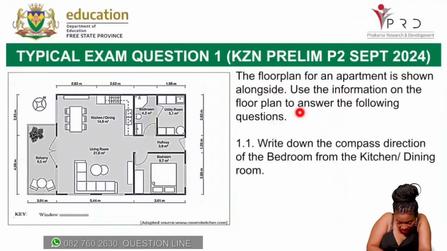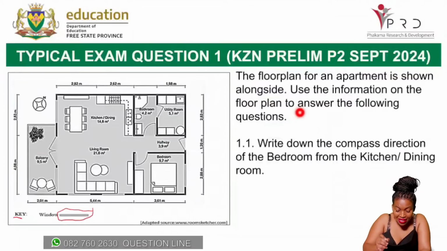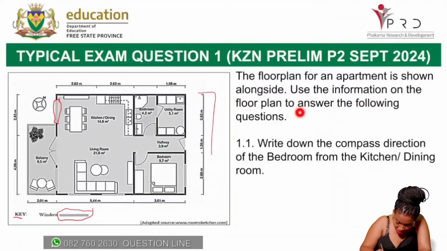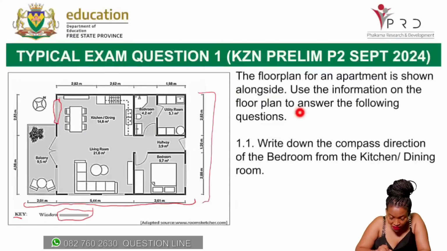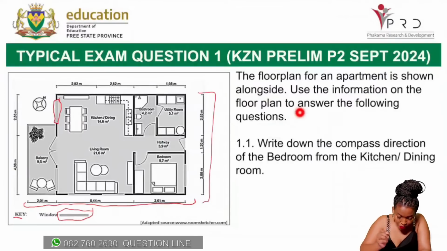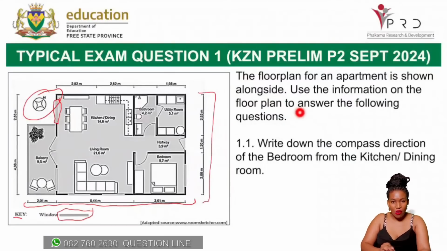Very important, they gave us a key that if you see something like this, you must know that it represents a window. So I'm looking at it here. It means here there is a window, and then there are measurements here for the floor plan. I also see some measurements there for this floor plan. And then we've got the furniture that is shown inside. And then very importantly, there is also a compass direction.